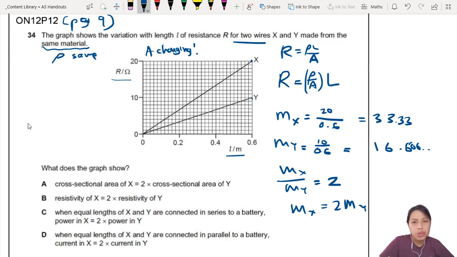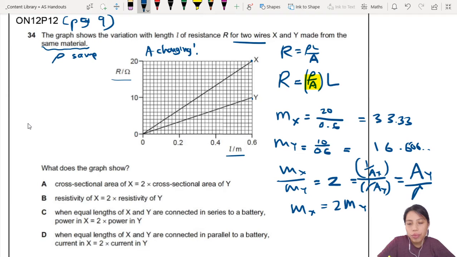So how does that relate to the area? Well, we know gradient is rho over A, right? We just wrote that here. So that means if you find gradient of x, so 1 over Ax over 1 over Ay. Why is the rho not there? Because it cancels out, because it's the same. So that means I have Ay over Ax is also 2, the ratio. It's all based on ratio of gradients, okay?